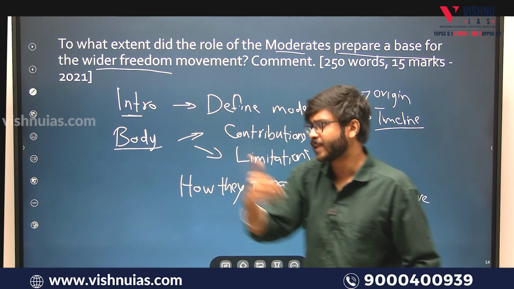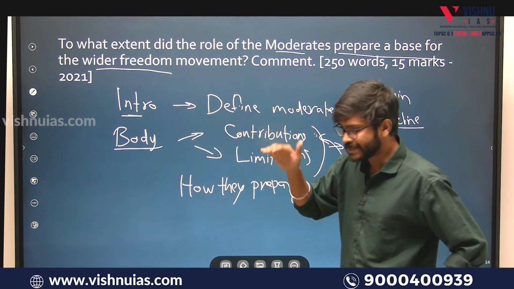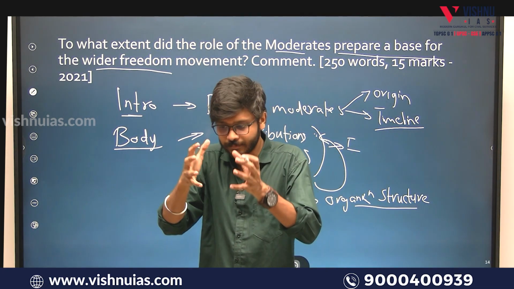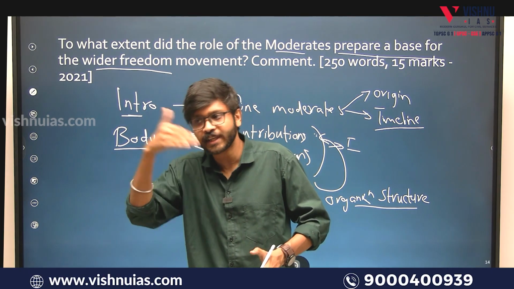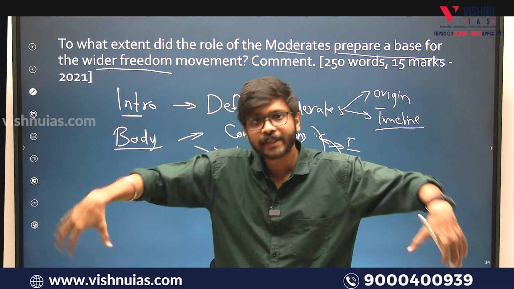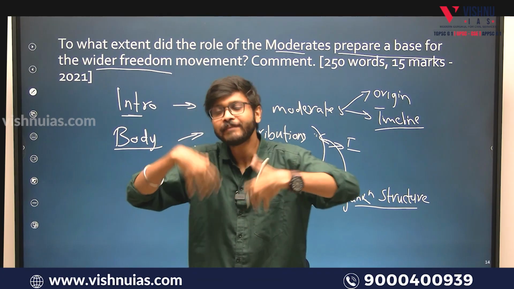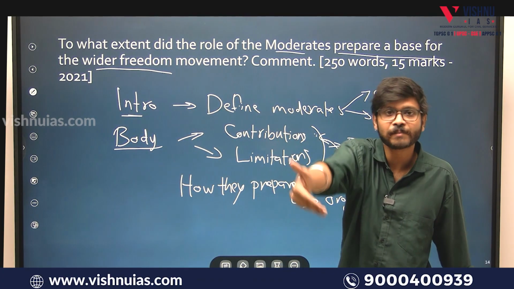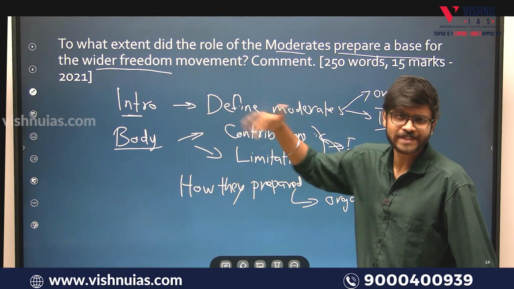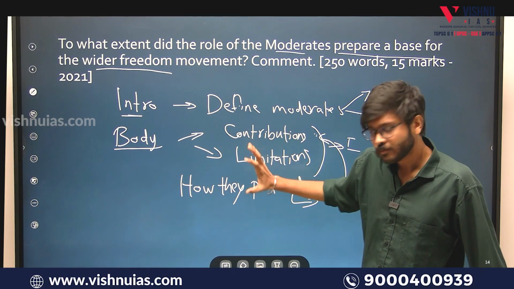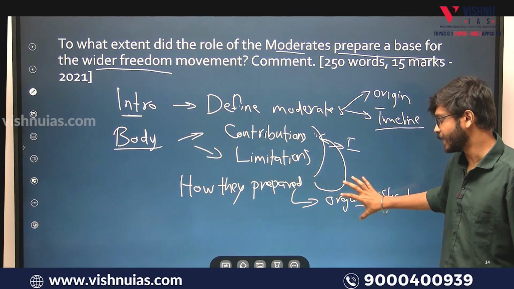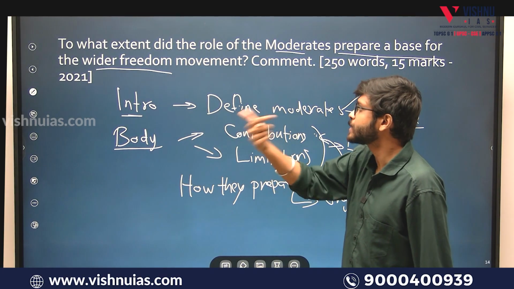In another way, we can say the opposite also. For example, the limitations showed that we need better mass participation. So in that way also they prepared the extremists. That way also we can write, but it's up to you. If I'm writing, I'll focus on the first area only. I'm just giving another perspective.